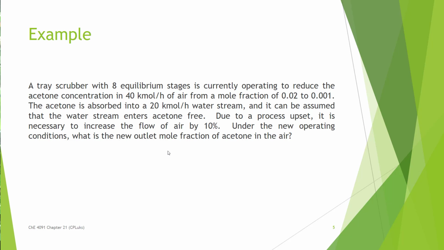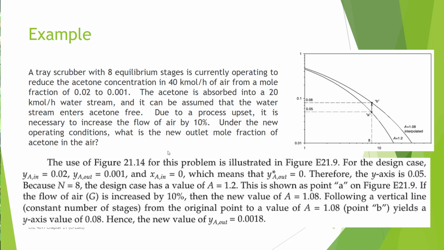The question is, and this is something that probably is different than how you've looked at these problems before, you have a process upset, and now then you need to increase the flow rate of the air. They're saying if you increase the air flow rate by 10%, what's going to be the new outlet mole fraction of acetone in the air? And so they do that, and they use these graphs as a way of evaluating this.